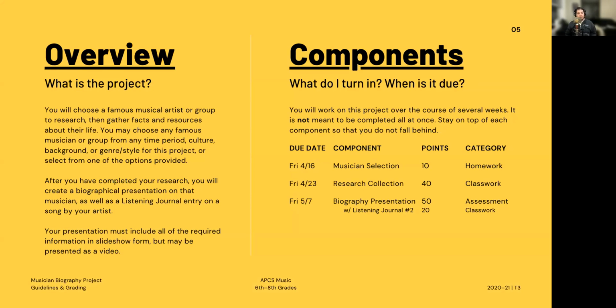Overview. What is this project? Well, you will choose a famous musical artist or group to research, then gather facts and resources about their life. You can choose any famous musician or group from any time period, culture, background, or genre or style for this project. Or you can select from one of the options provided, and you can look at that on slide 10.